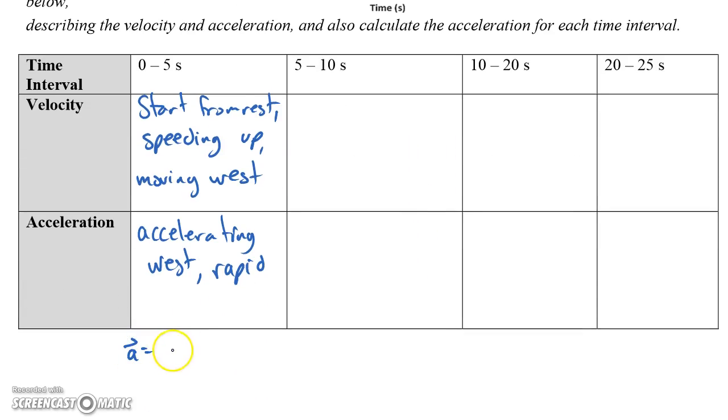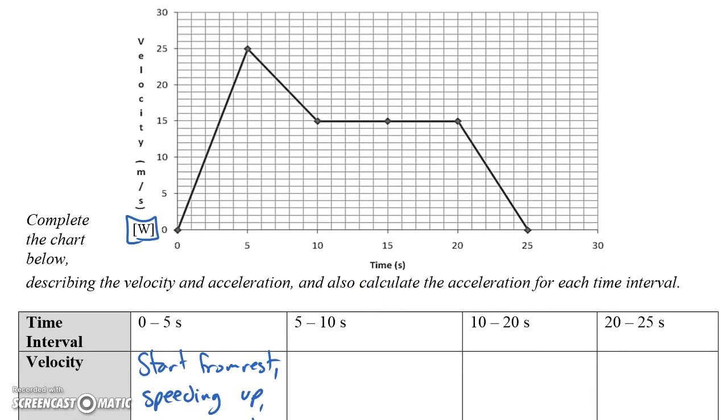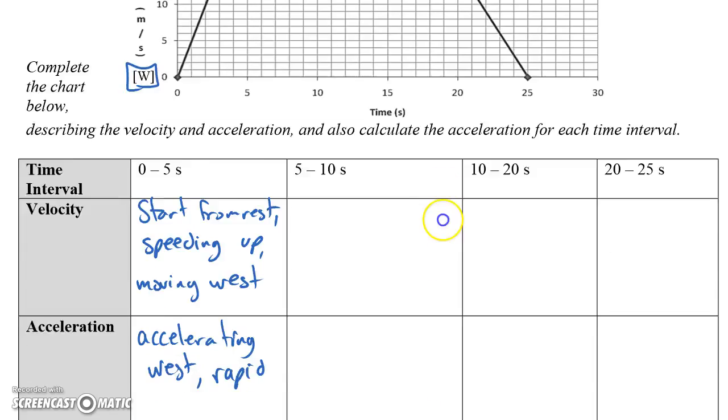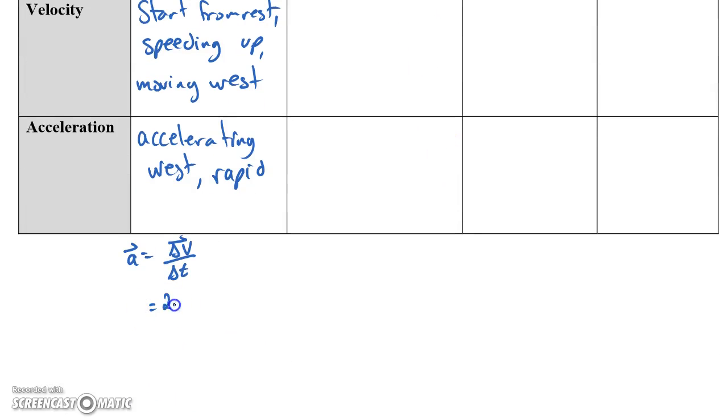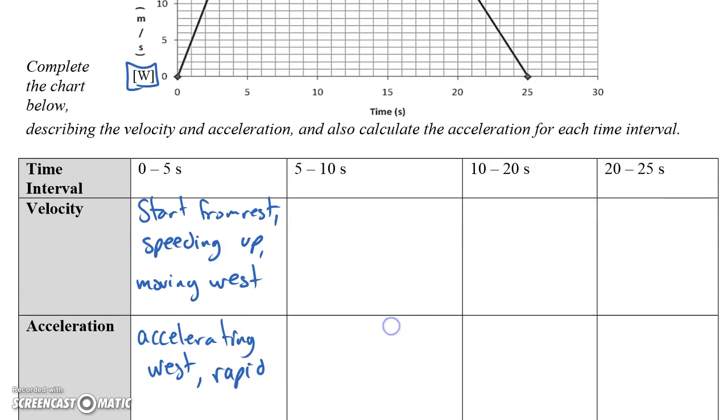Calculate the slope. I'm going to use the equation. Change in velocity over change in time. We go from 0 to 25 meters per second west and 0 to 5 seconds. So our final velocity, 25 meters per second west, minus 0 meters per second, over 5 seconds minus 0 seconds. 25 minus 0 is 25. 5 minus 0 is 5. 25 over 5 gives us 5. And then we get 5 meters per second squared with our direction west. Huzzah! Calculated. Awesome. Let's work on the next one, 5 to 10 seconds.